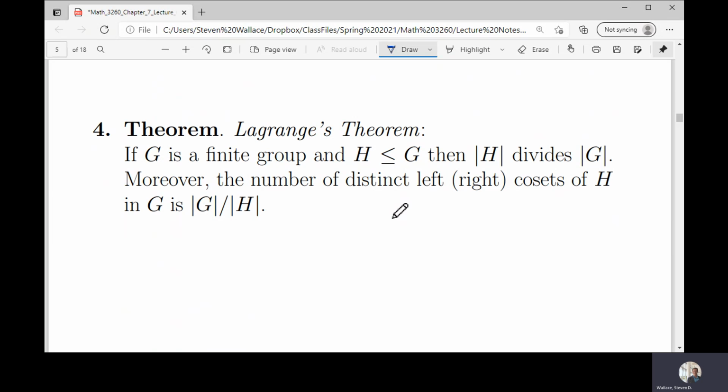And so this is a pretty big deal, but this basically comes from all the work we just did with cosets and the fact that we get partitions. The number of distinct cosets is called the index. So the index would also be a divisor of the order of G, since it's this number. But we will get to that next time.